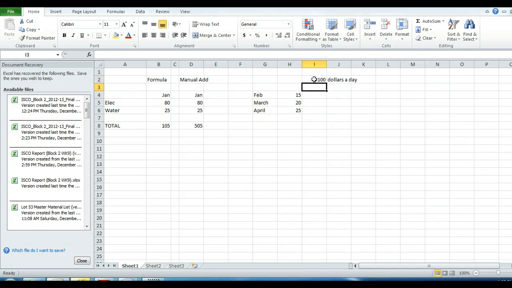Actually, I'll make $100 a day. That's more reasonable. So if I want to go right here, I'm going to do math on this. I'm going to do equal this, asterisk this, enter. So 100 times 15, that's 1,500. So if you look up here, there's the exact formula for that, right?